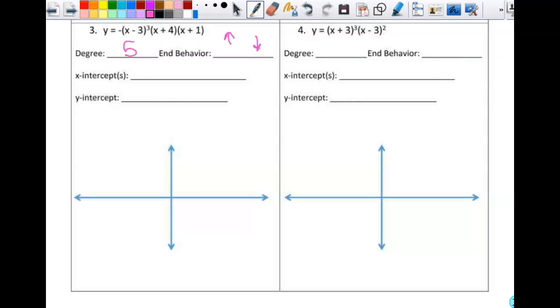Okay. Because if it's odd, it models the end behavior of a cubic, right? That's your parent function. And since this is negative, that's why it's flipped. Okay?